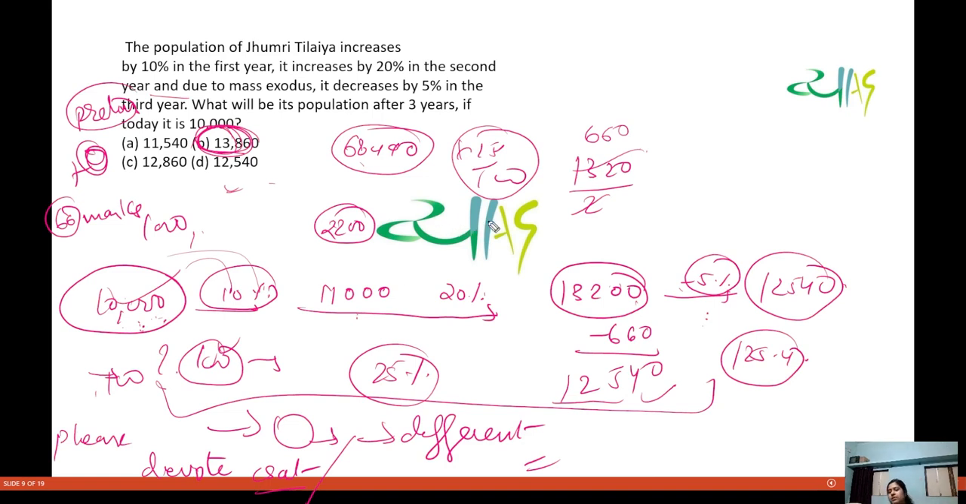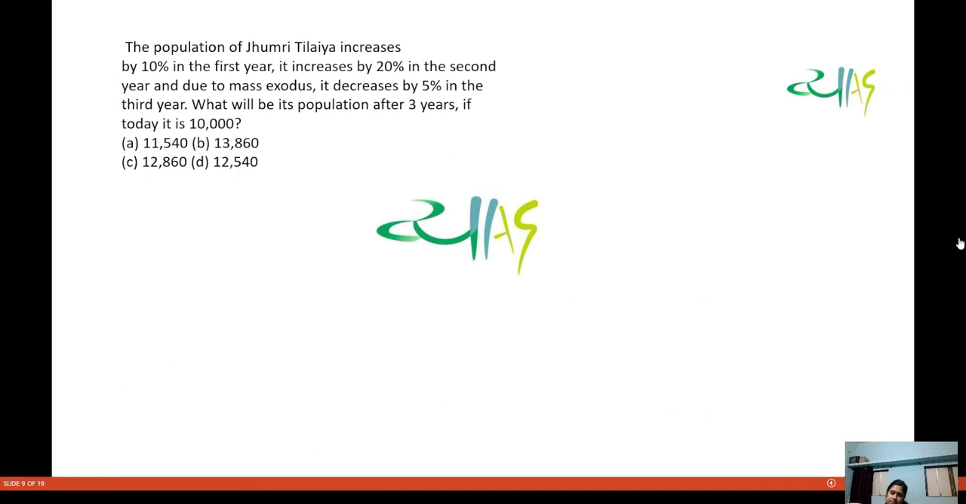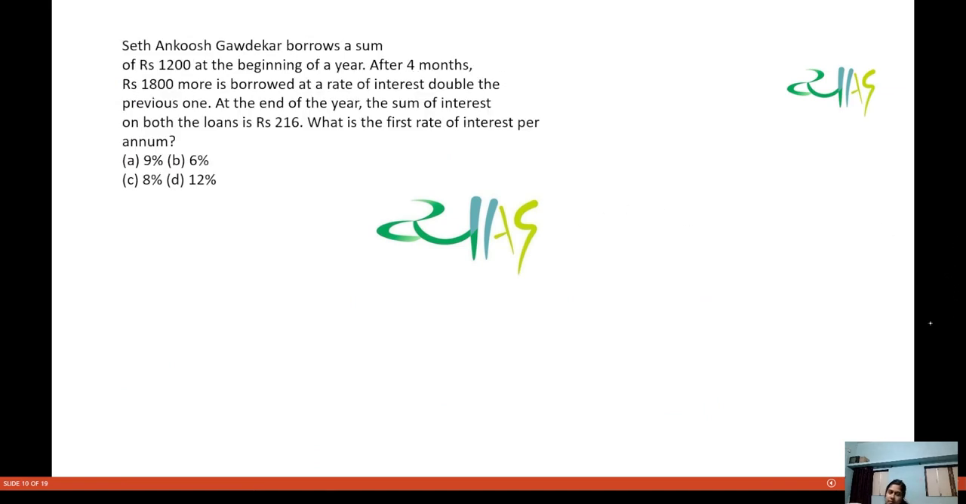Different methods are suitable for different examinations. If you are giving, let's say, CAT or SSC examination or others, your method should be the shortest one. But if you are giving the UPSC examination, your method should be the surest one. Okay, so let's move on to the next question. Let's read this question.